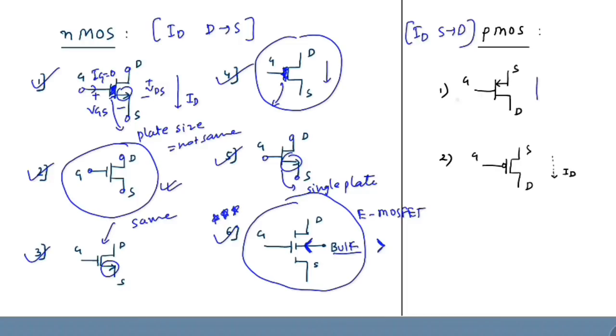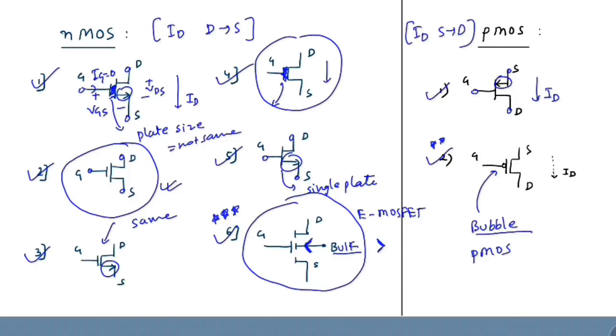Here you can see in the first case we have the three terminals, gate, source and drain, and the current is flowing from source to drain. So this is the symbol where you can see the current is flowing from source to drain. And the second symbol is a special symbol here because a bubble is present. Whenever you see this bubble, this means they are giving us the PMOS.